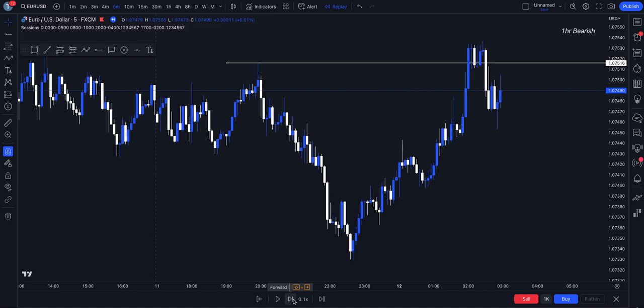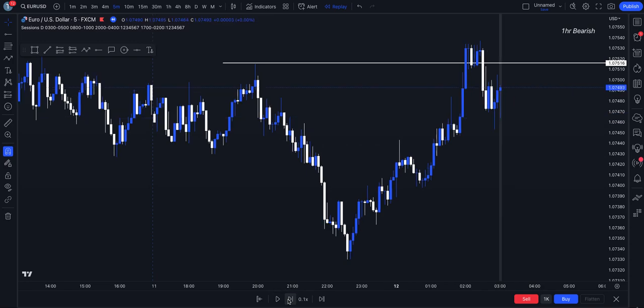So what we're looking for here is basically the same thing, but on the 5 minute, on the entry time frame for me, for the lower time frame. So we're looking for the 1 hour and the 5 minute to both be in confluence, being in the same direction. And that for me is all I need for a confluence.